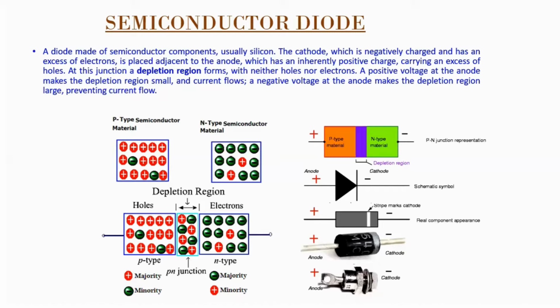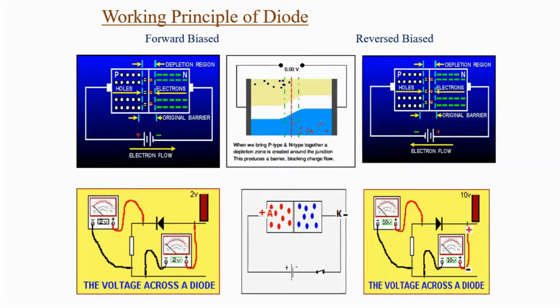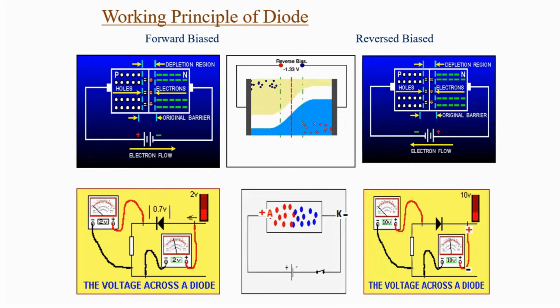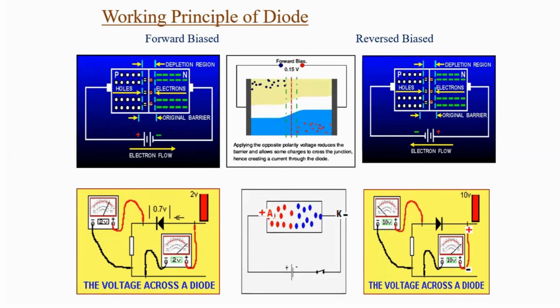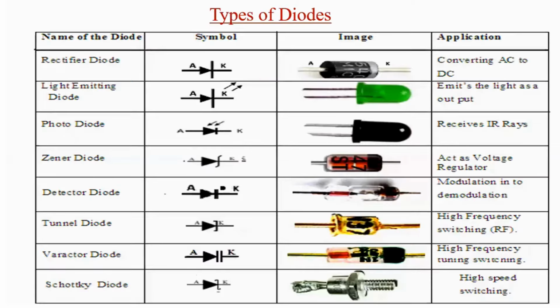Okay, we'll come to the next slide. Working principle of the diode: we have discussed how it works, and after this we will practically see how to test the diode with the help of a multimeter. It works in forward bias, and in reverse bias it will not work. Forward bias only it works. This is given in the working principle. We go to the next slide.